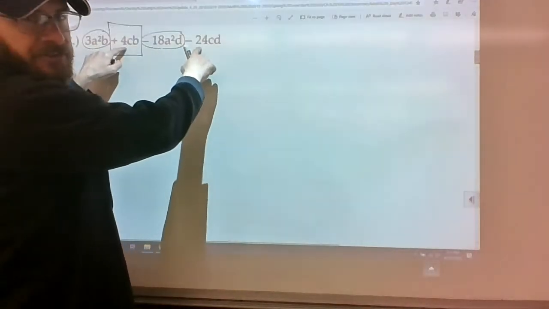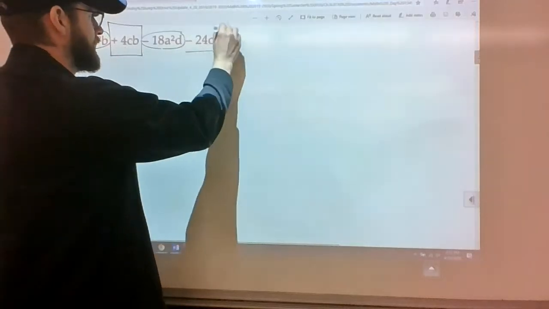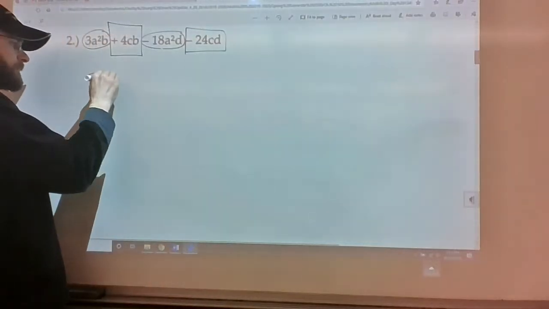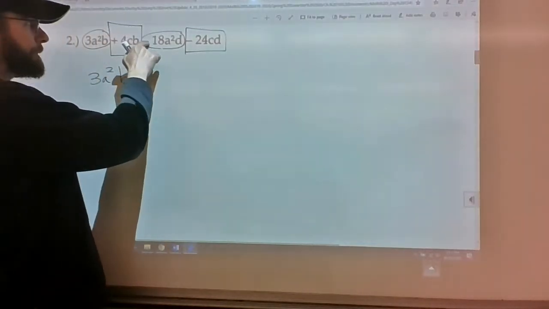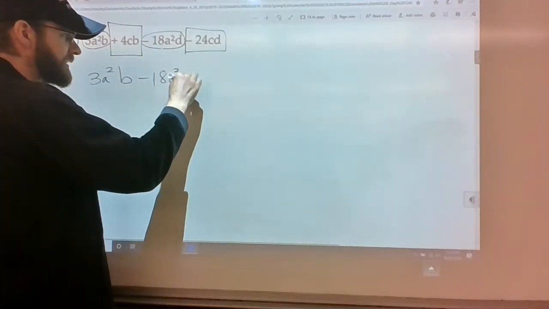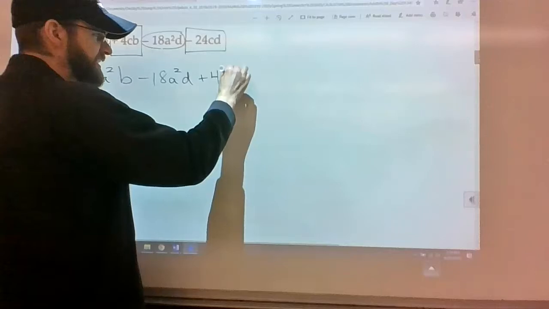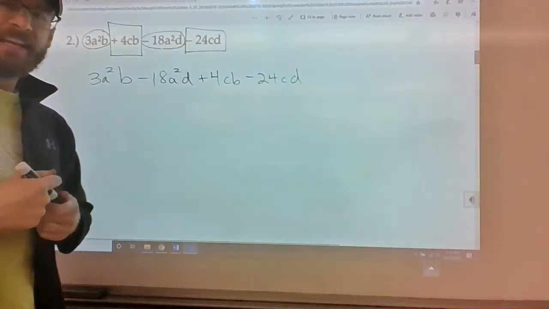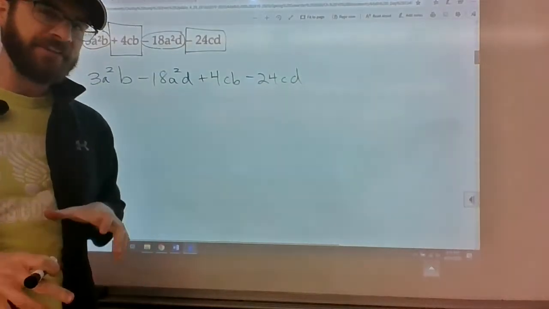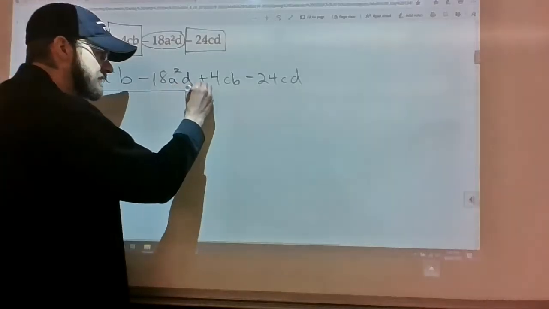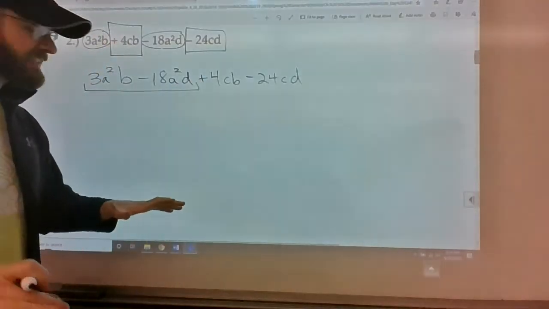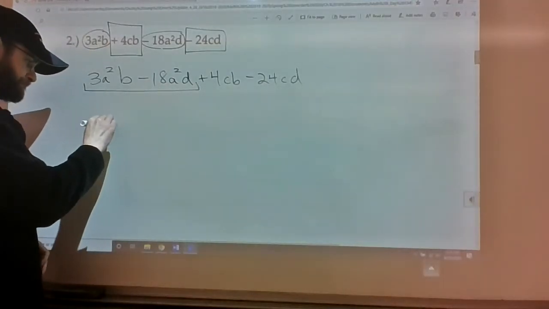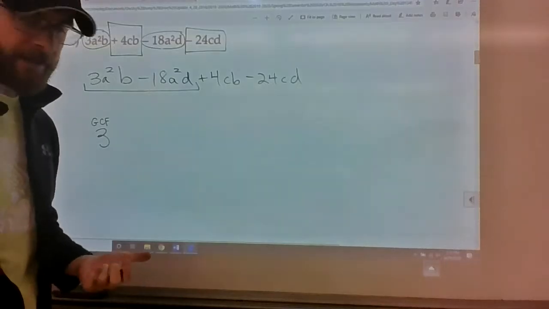Similarly, 4 and 24 seem to match up a lot better. And I can see that they both have a c. So I'm going to rewrite this first: 3a squared b minus 18a squared d plus 4cb minus 24cd. And instead of doing prime factorization, I'm going to say this. These two group together, I can instantly tell that the 3 goes into both 18 and 3. So my greatest common factor is going to be 3.